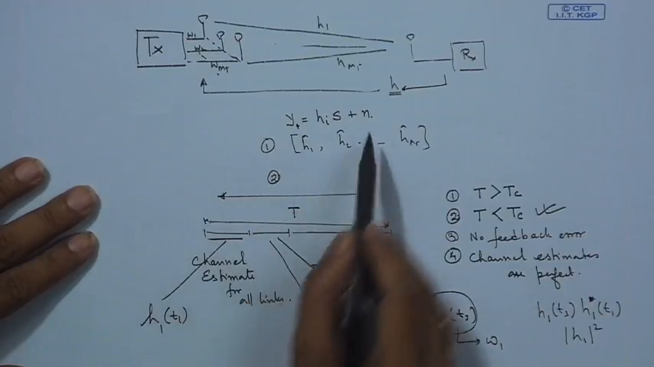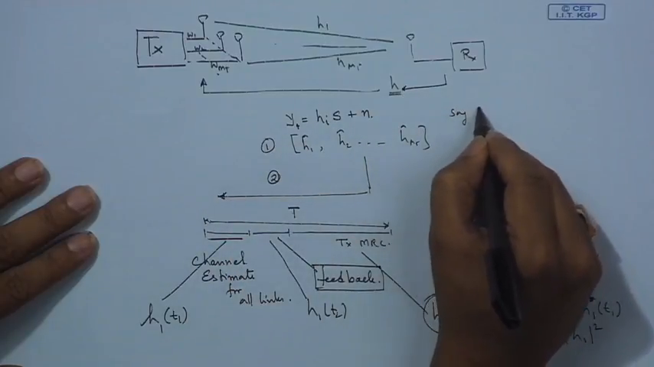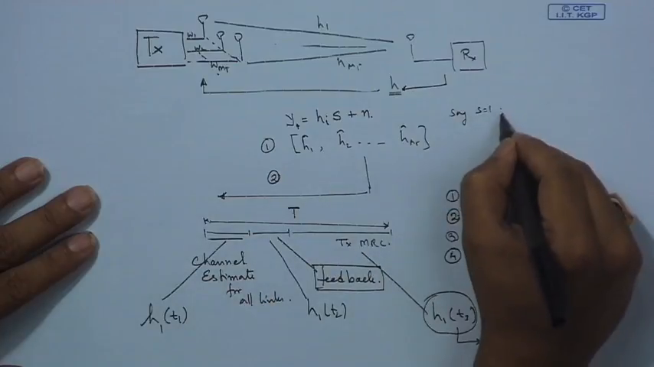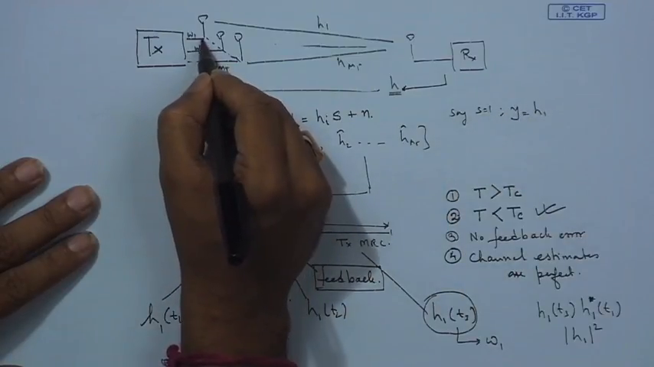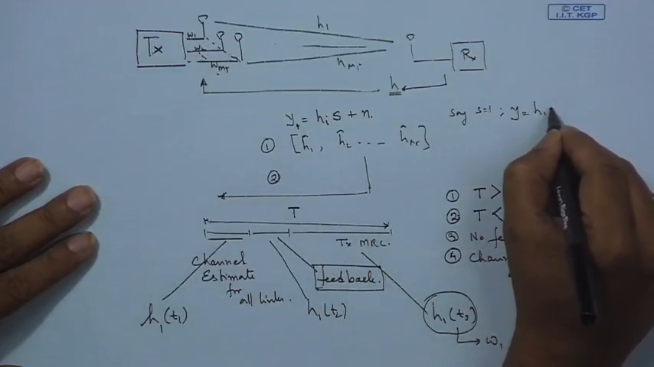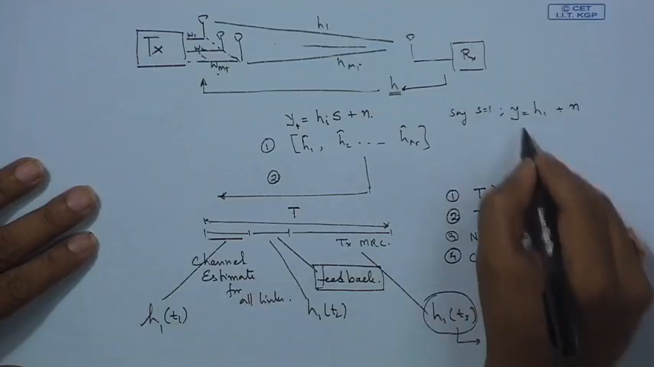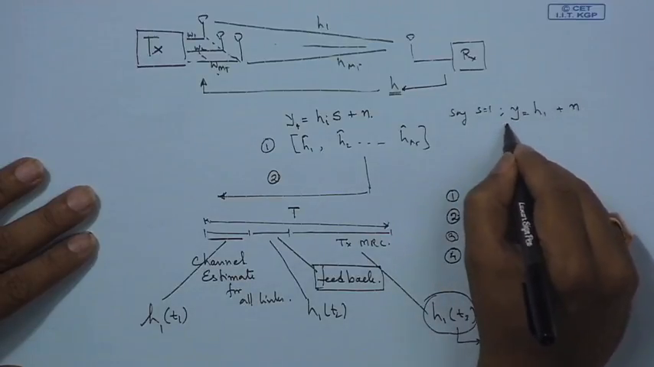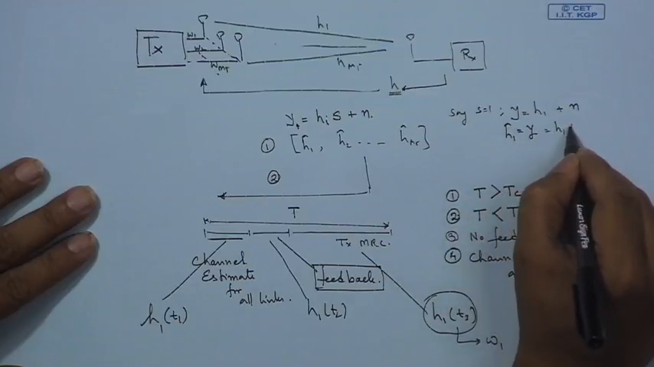That means when you are estimating the channel, let's take this example. Say s is equal to 1. So what we get is y equal to h1 times s plus n, that means I'm transmitting through only antenna 1 and not transmitting anything through the other antennas. So basically, I am saying that h1 cap is equal to y. So this is equal to h1 plus noise.